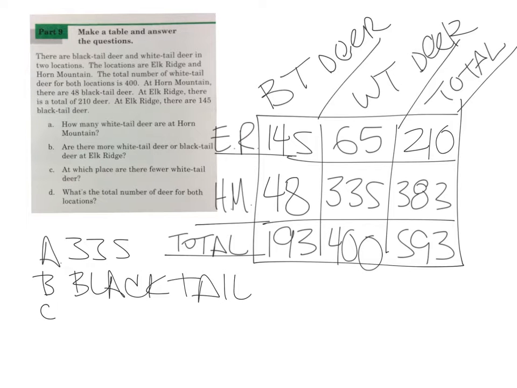All right, for C, it says, at which place are there fewer white-tailed deer? So when I'm looking at the table, I'm looking for white-tailed deer, and I'm trying to compare whether it was Elk Ridge or Horn Mountain that had fewer. So comparing the two numbers, I see that 65 is the smaller number. So 65 is going to be, oh no, they're not even asking for the number. That's why you read it carefully. They're asking for the name of the place. So as I see here that the number goes to Elk Ridge. So the answer for C is Elk Ridge.